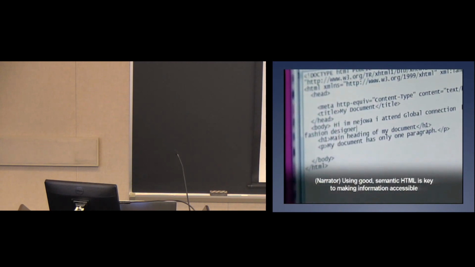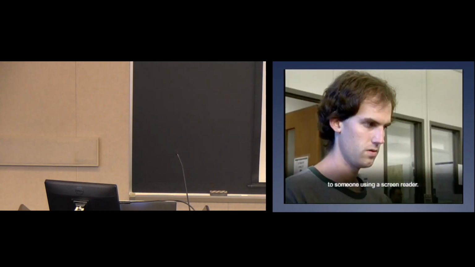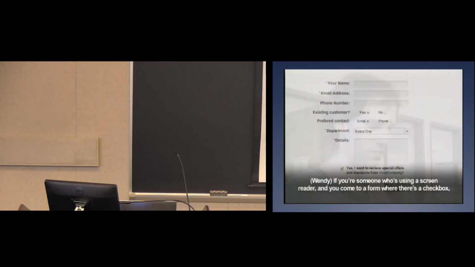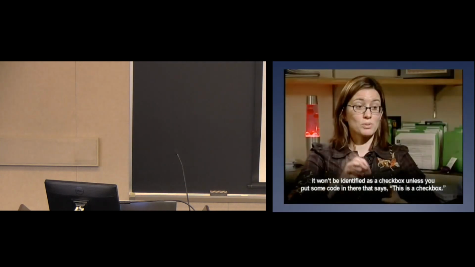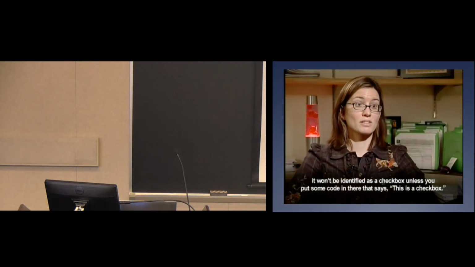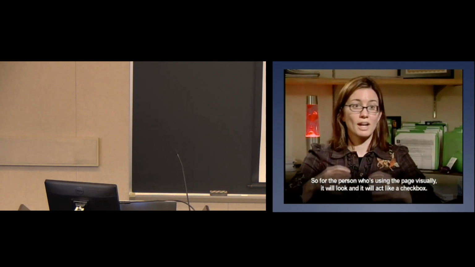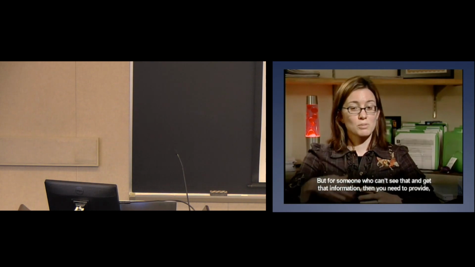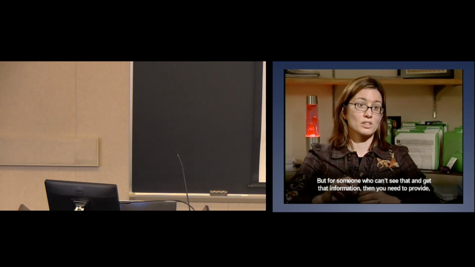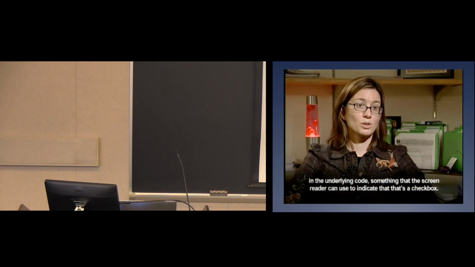Using good semantic HTML is key to making information accessible to someone using a screen reader. If you're someone who's using a screen reader and you come to a form where there's a checkbox, it won't be identified as a checkbox unless you put some code in there that says this is a checkbox. So for the person who's using the page visually, it will look and it will act like a checkbox. But for someone who can't see that and get that information, then you need to provide in the underlying code something that the screen reader can use to indicate that that's a checkbox.